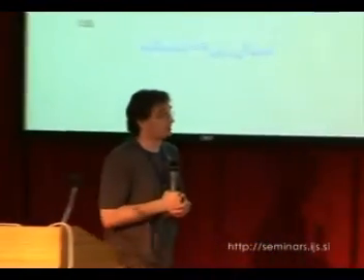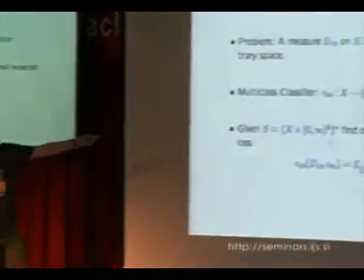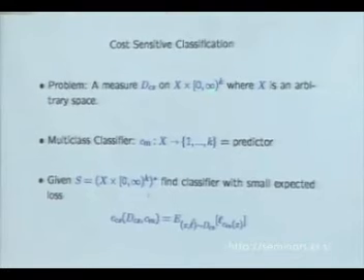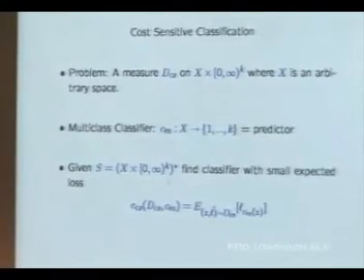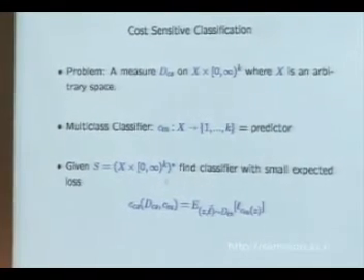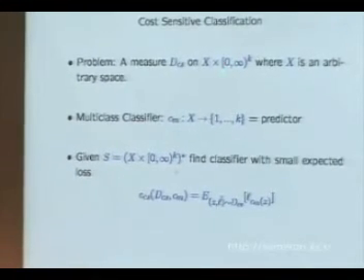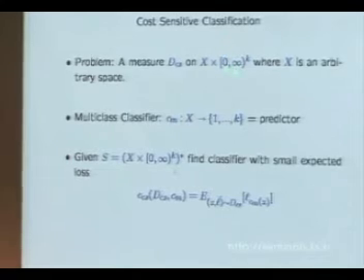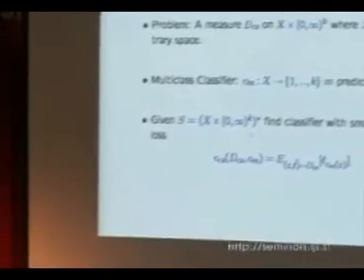So in cost-sensitive classification, we're going to have some measure on the features across k positive numbers. And I guess the question is, what do these numbers mean? What these numbers mean is, if you predict 3, then the third number is how much loss you'll pay. It's the cost. So this is cost-sensitive classification.